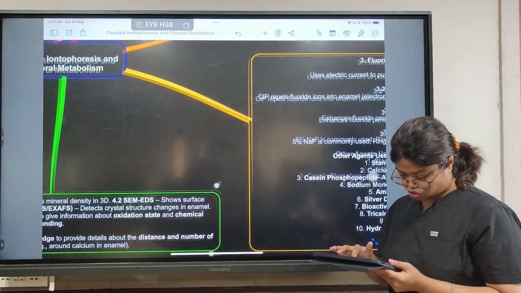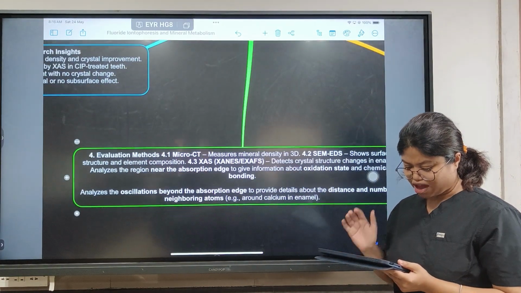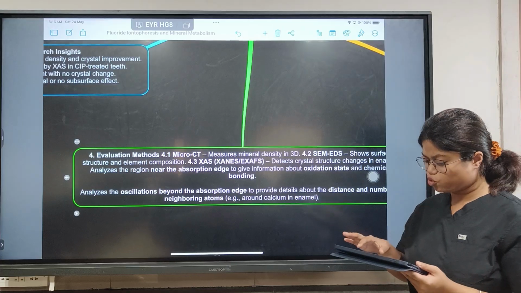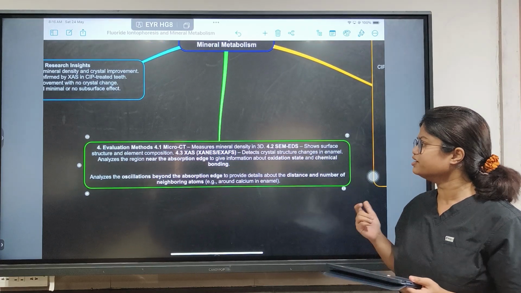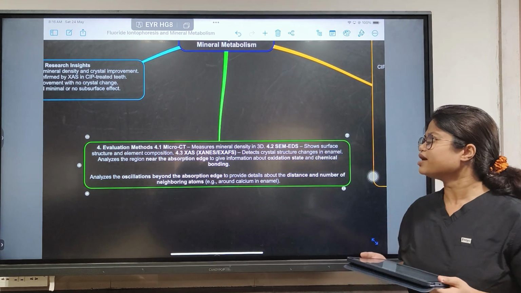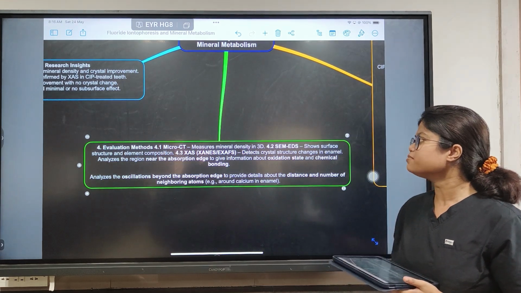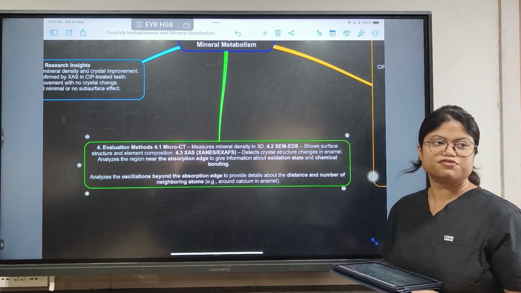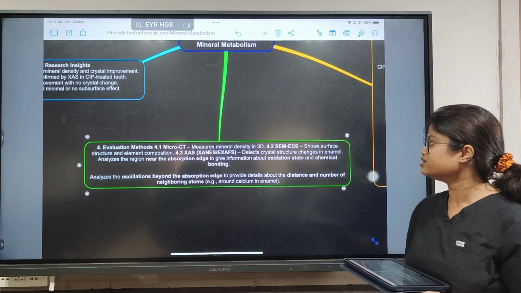So coming to the evaluation methods, how the fluoride iontophoresis that we have done in vitro can be evaluated. First comes the micro-CT. We can evaluate using micro-CT. It specifically measures the mineral density.